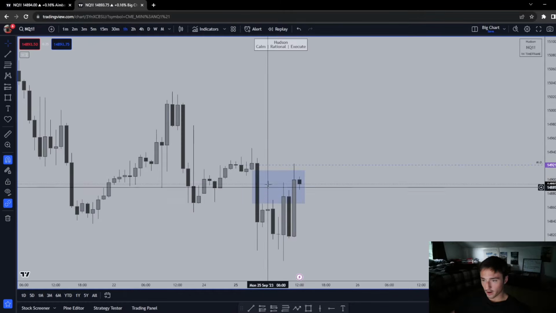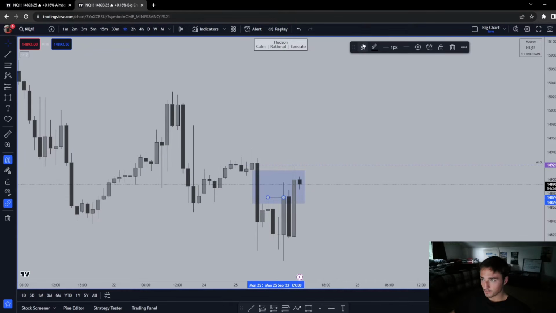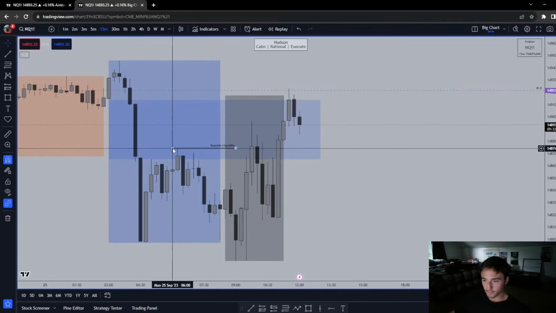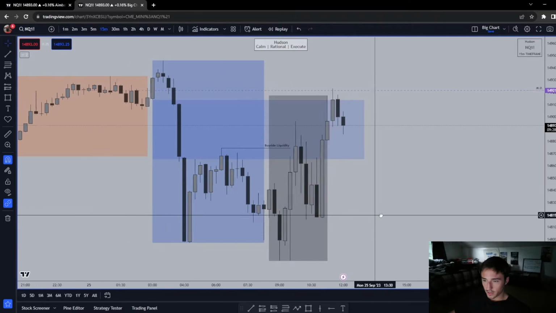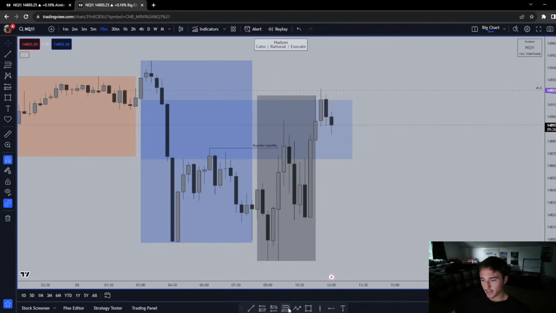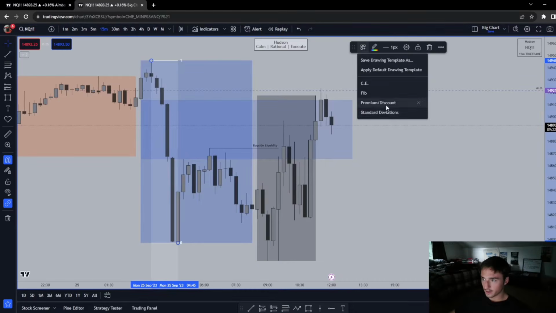So right here on the 1 hour, we see that we have this 1 hour fair value gap. Okay, now that we know that, we also have this buy side high. So we have that high. So let's go down to the 15-minute. Okay, so here's that high.